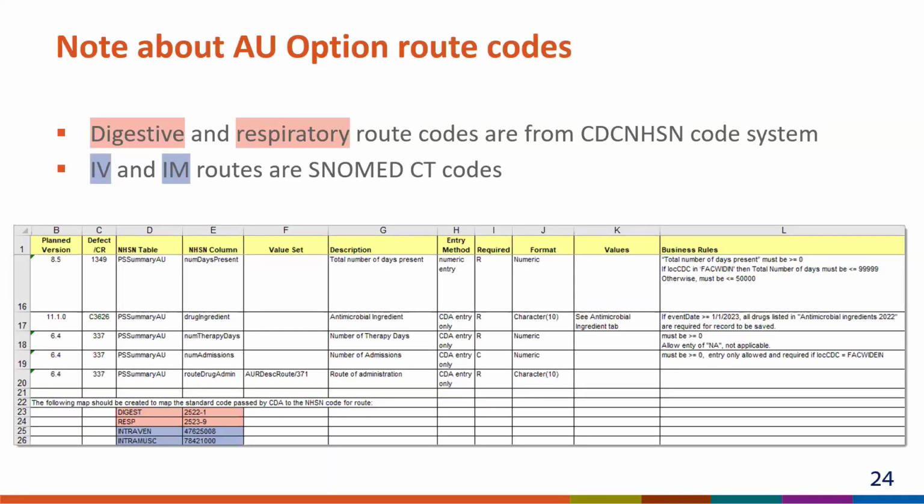So some notes about these route codes. The digestive and respiratory route codes are from the CDC NHSN code system. The IV and IM route codes are SNOMED CT codes. So we have a mix of 2 different code systems in this value set.